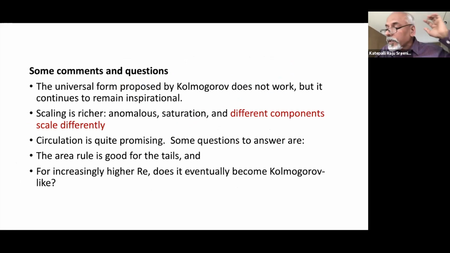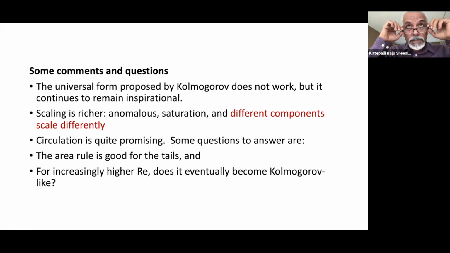So now I must stop pretty soon. So some comments and questions. The universal form proposed by Kolmogorov does not work. I mean, it's not disrespectful of Kolmogorov or anything like that, but it does not work. But it continues to be inspirational to us. I mean, there are always issues relating to whether, if I went to tenfold higher in Reynolds number, would it make a difference? But now we have done it at several Reynolds numbers, and if Reynolds number is the only criterion, it doesn't look like that is a significant factor.